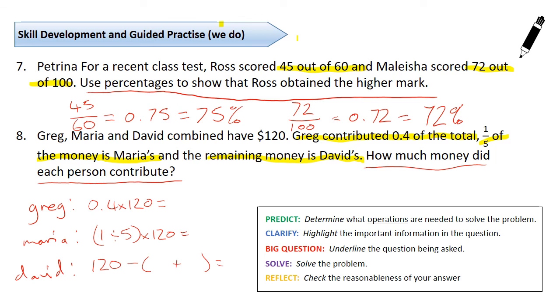Alright, so we know Greg contributed 0.4. So 0.4 times 120 is going to give us $48. Maria contributed 1/5. 1/5 is 1 divided by 5. So 1 divided by 5 times 120 gives us $24. And the remaining money is David's. So if we take away what Greg and Maria put in, that's 24 and 48, that leaves us with $48. So you'd end off with a sentence on the lines of Greg contributes $48, Maria 24, and David 48.